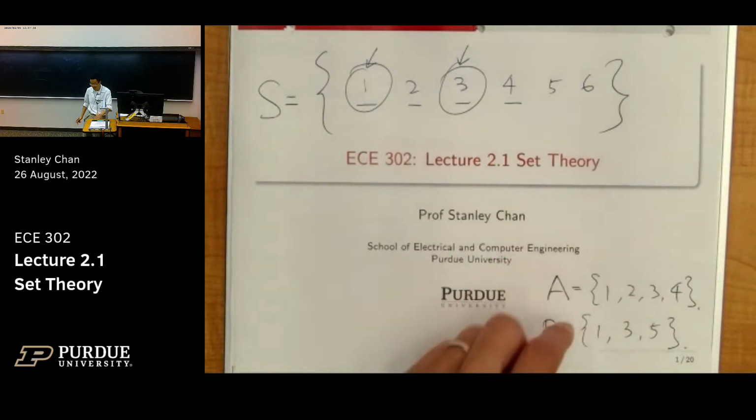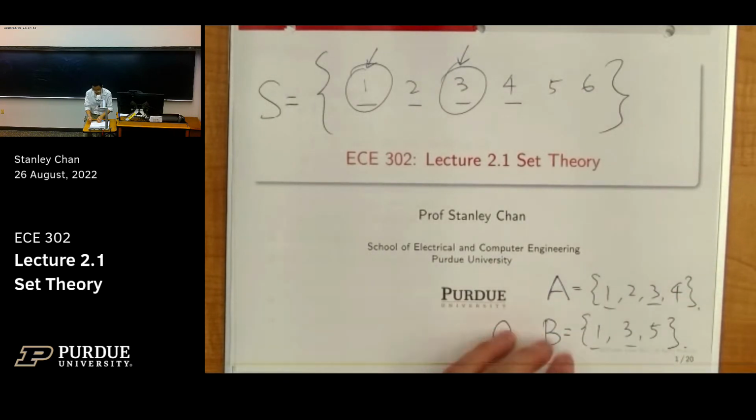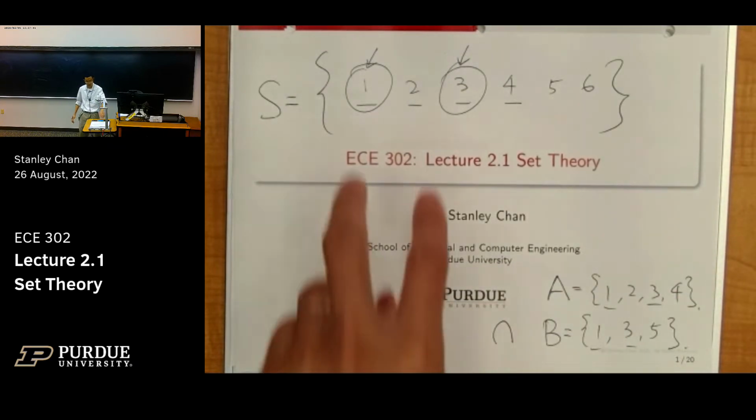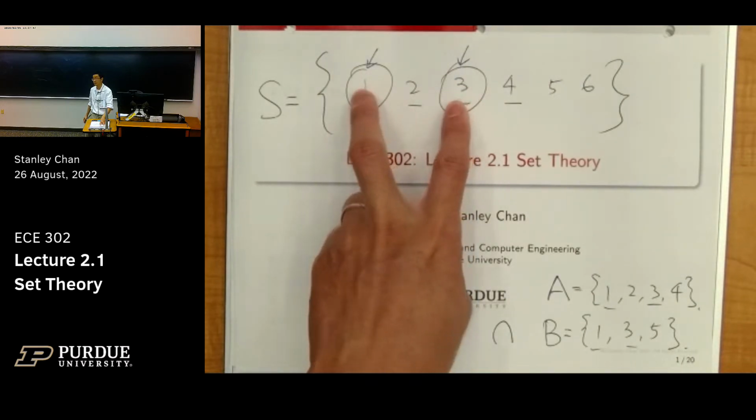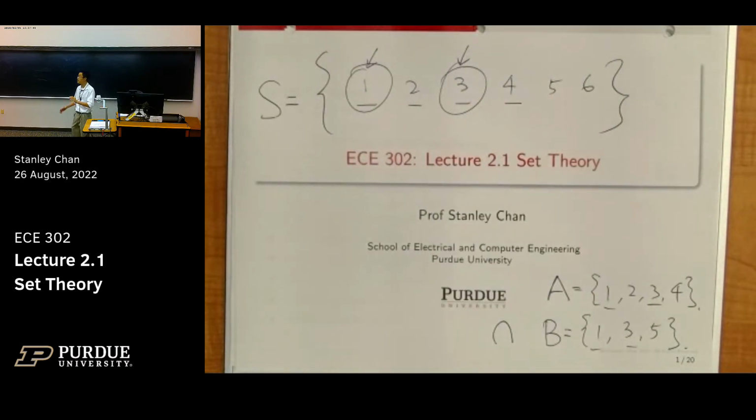I'm looking at the AND. So for 1, 2, 3, 4 and 1, 3, 5, it will be 1 and 3. That is common among the two. And so I can come up with this 1 and 3. Okay? So that is giving me an event. An event is a subset in the sample space.